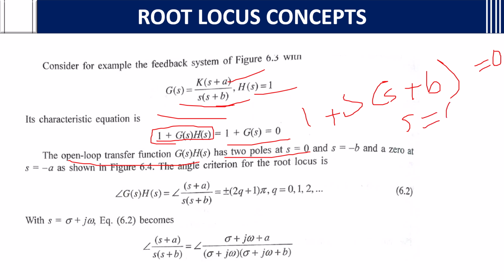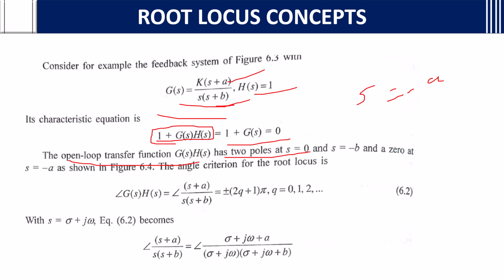When s equals 0 and s equals minus b, what do we have? Two poles, and a zero at s equals minus a. Why? Because in the numerator also you have s plus a, so s will be equal to minus a. So as shown in figure 6.4, this we will see in the next slide how it is exactly. First you understand what it is.